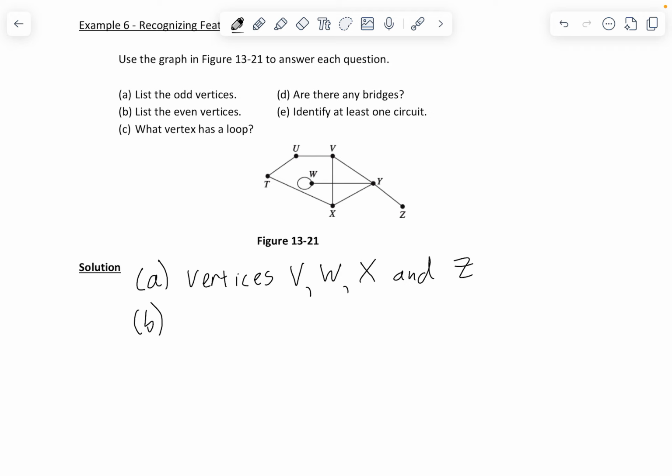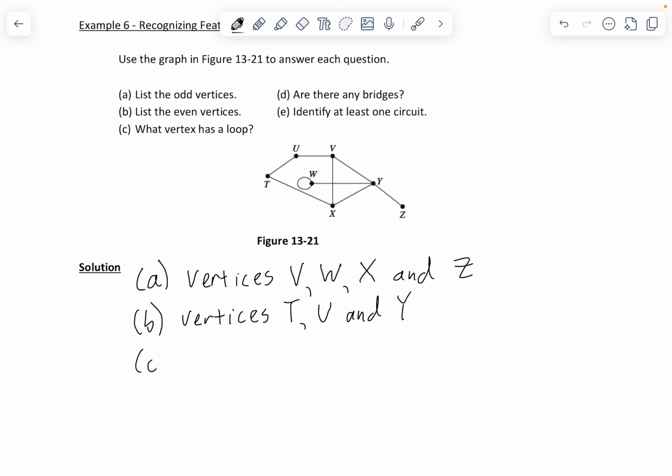List the even vertices, right? Vertex T and vertex U have two edges connecting them. Vertex Y has four edges touching it. So these are the even vertices. Okay, so say vertices T, U, and Y. All right.